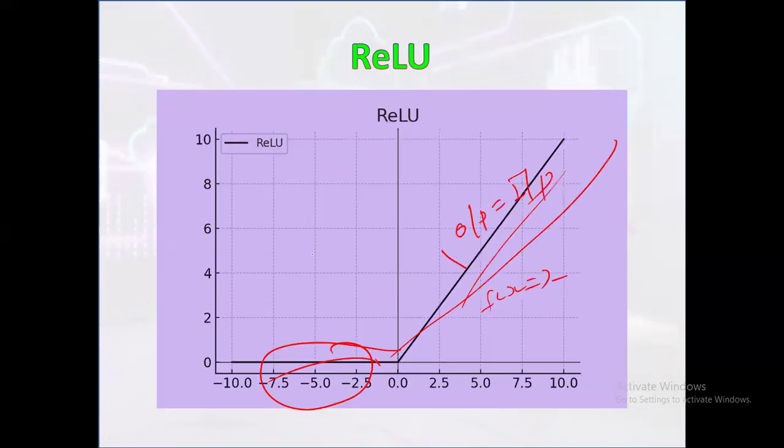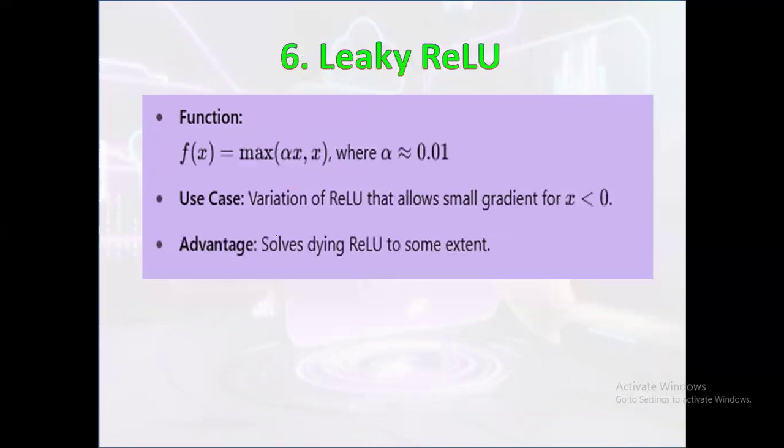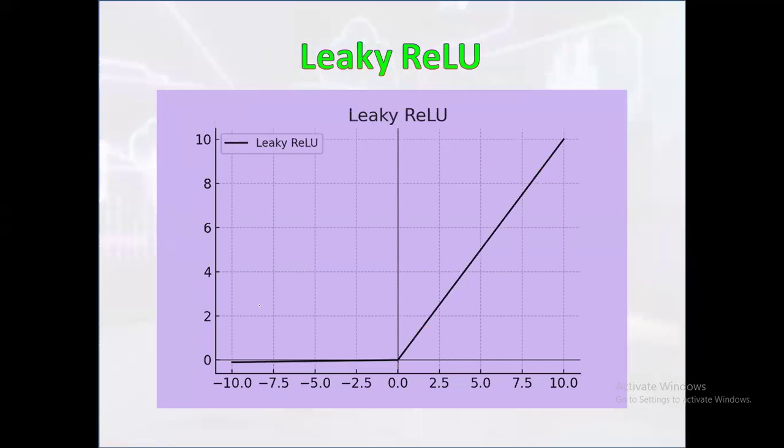Next, leaky ReLU. This is the ReLU function, and this is the leaky ReLU. It is given by maximum of alpha x comma x. Alpha value would be 0.01. It is a variation of ReLU that allows a small gradient for x less than 0. The graph is linear for positive inputs and slightly negative for negative inputs.